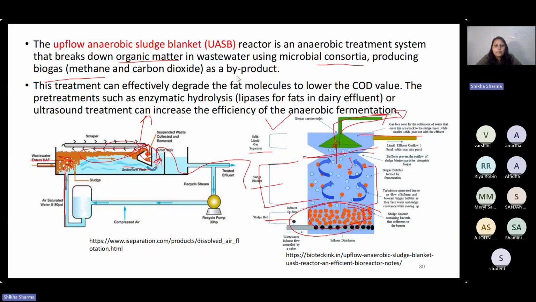So this treatment is effective to degrade the fat molecules and lower the COD value, and pre-treatments such as enzymatic hydrolysis, like lipase for the fats in dairy effluents, or ultrasound treatment can increase the efficiency of this anaerobic fermentation.